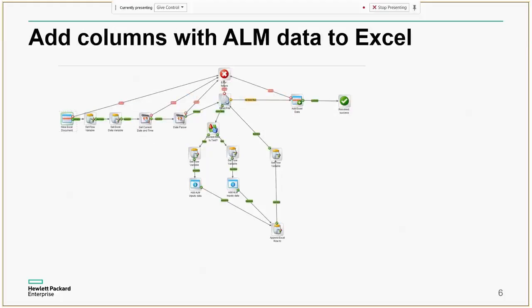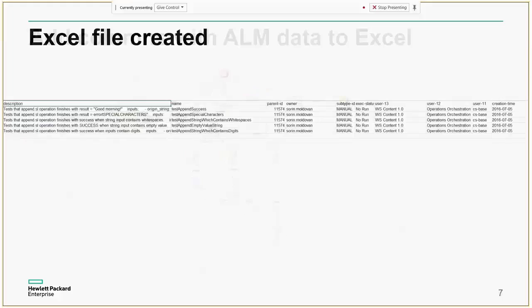This step will add the columns with ALM data to the Excel file from the CSV that we have created. And we've made sure to have as many columns as are needed in order to create a full test with all the data necessary. Here is the Excel file that we have created using the CSV and the required fields.